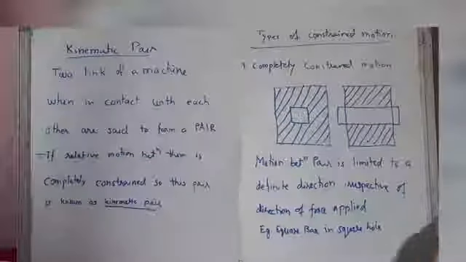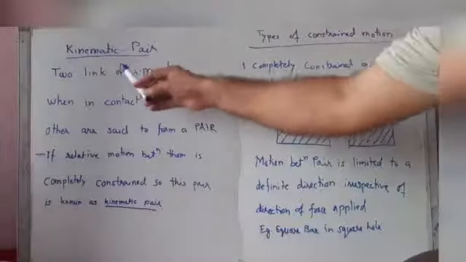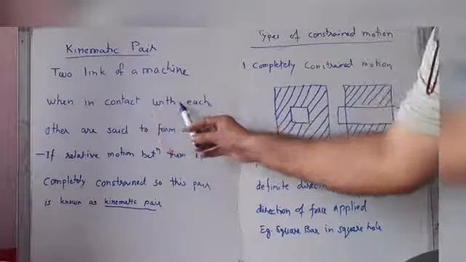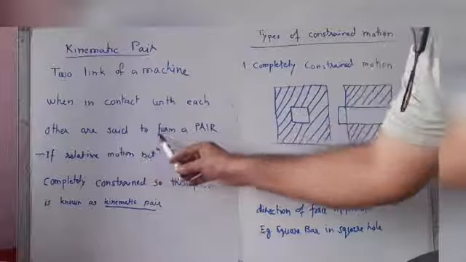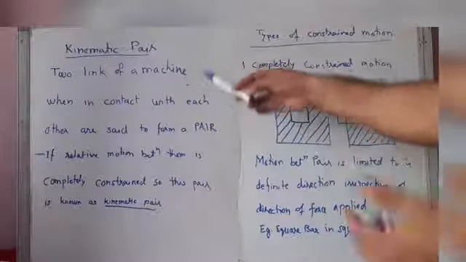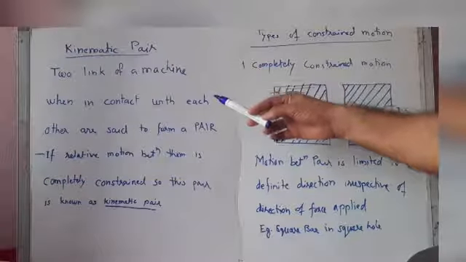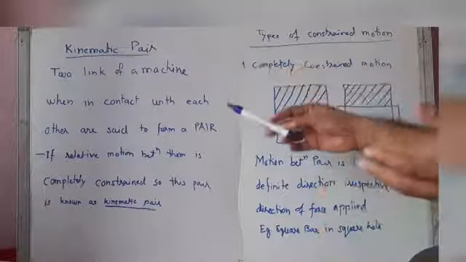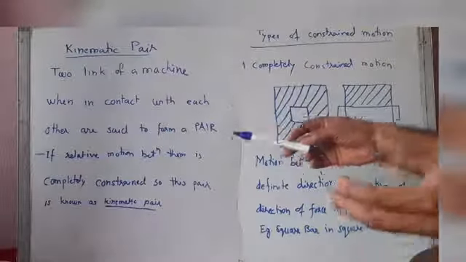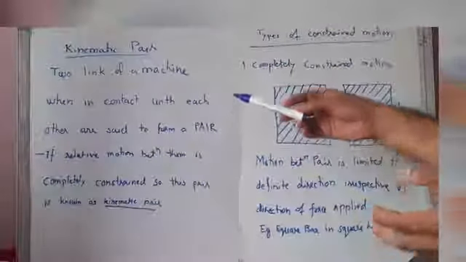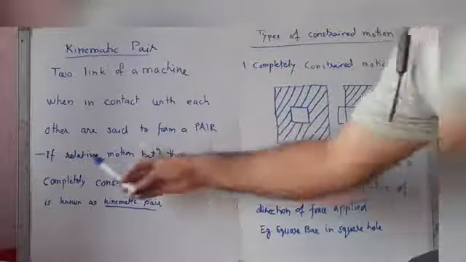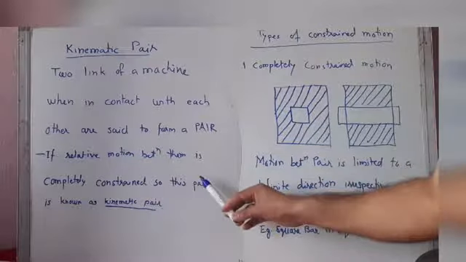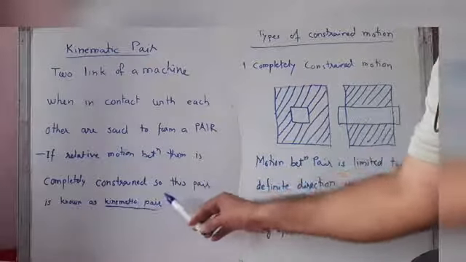Dear students, today's topic is kinematic pair. Two links of a machine which are in contact with each other are said to form a pair. Yesterday we studied that when a number of parts are joined together and there is no relative motion between all the parts, they are called a link. If relative motion between them is completely constrained, this pair is known as a kinematic pair.